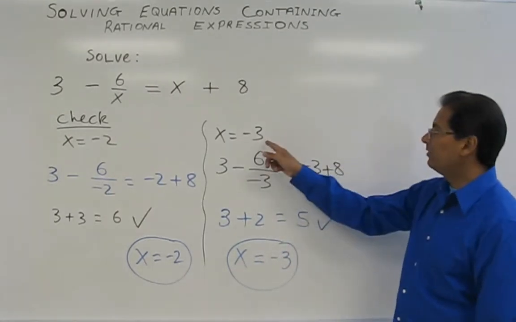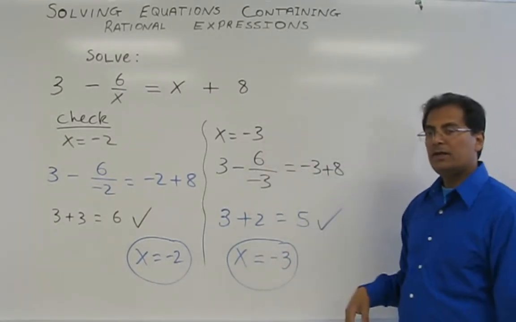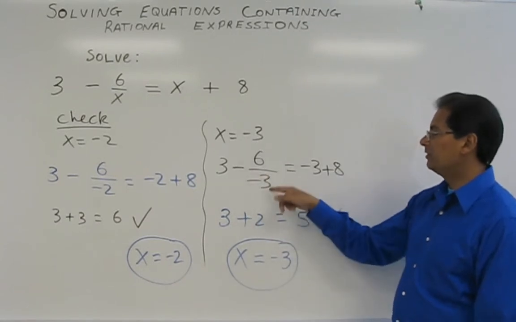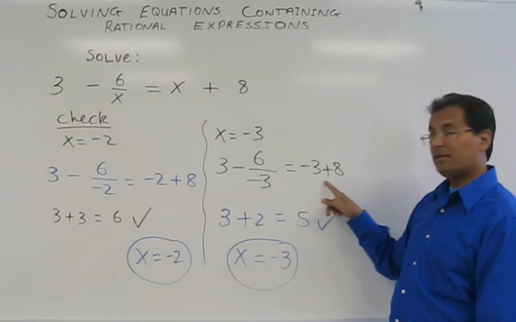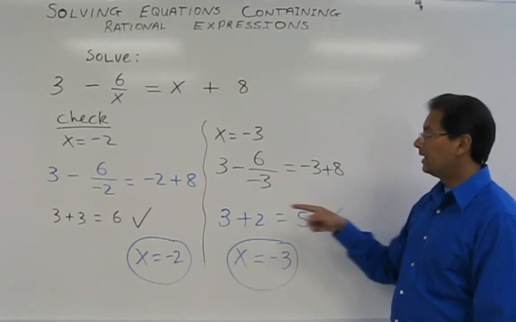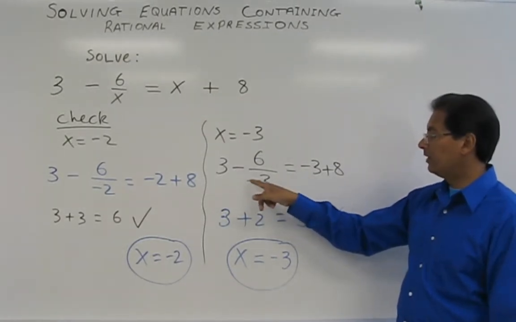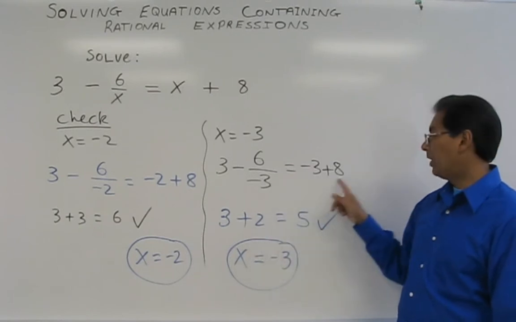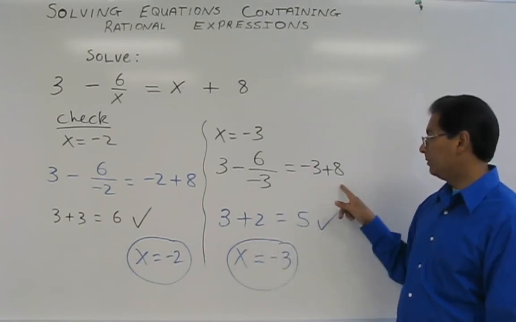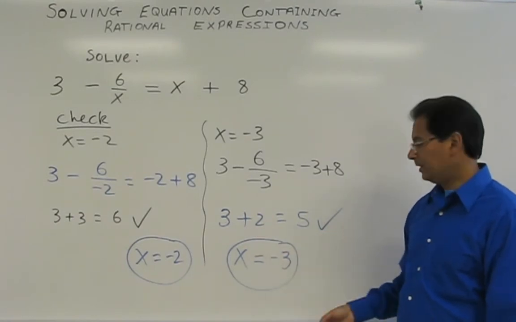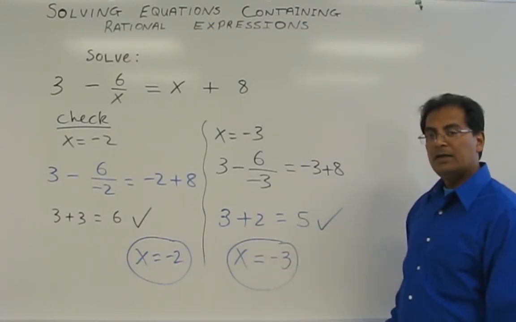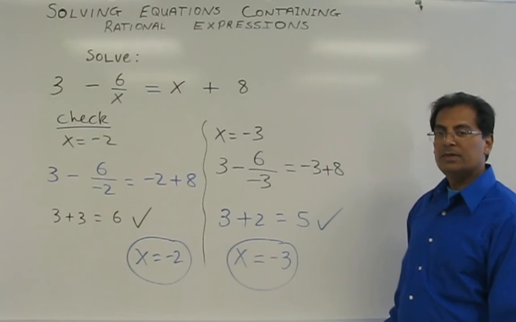Similarly, with x equals negative 3, we plug it into our equation. We get 3 minus 6 divided by negative 3 equals negative 3 plus 8. And the left side becomes 3 plus 2. And the right side becomes negative 3 plus 8. That's 5. The left side's 5. It checks out. So x equals negative 3 is also a solution to this equation.